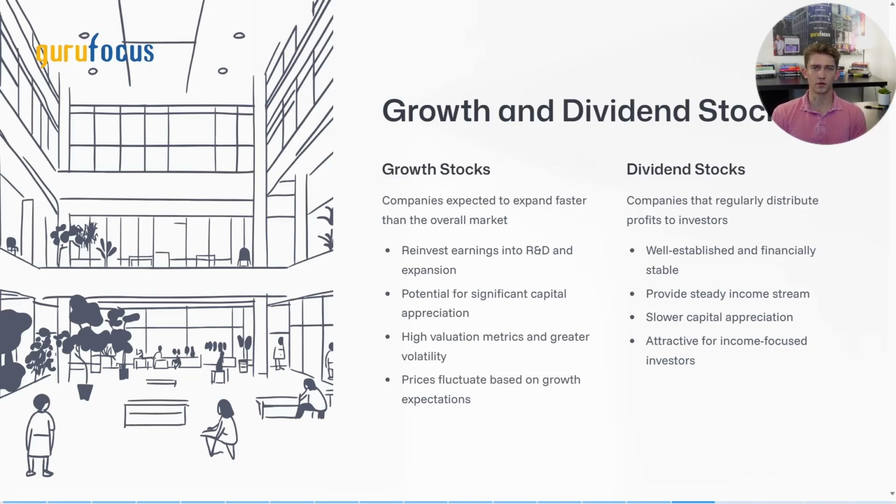Dividend stocks, on the other hand, are companies that regularly pay out a portion of their profits in the form of dividends to investors. These are typically well-established and financially stable companies. So much so that they typically have fewer opportunities for growth, which is why they distribute their profits as dividends instead of reinvesting them. This can be a key benefit for investors looking to invest in dividend stocks for the sake of developing a steady income stream in the form of dividends.